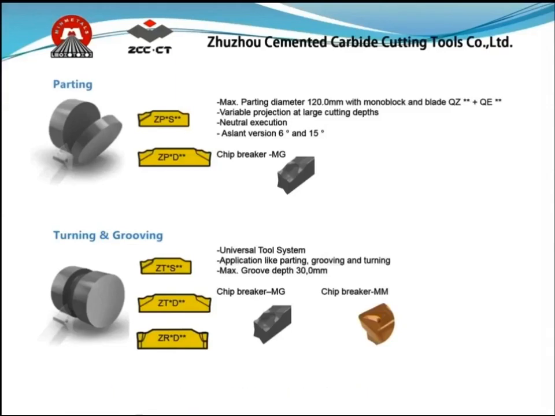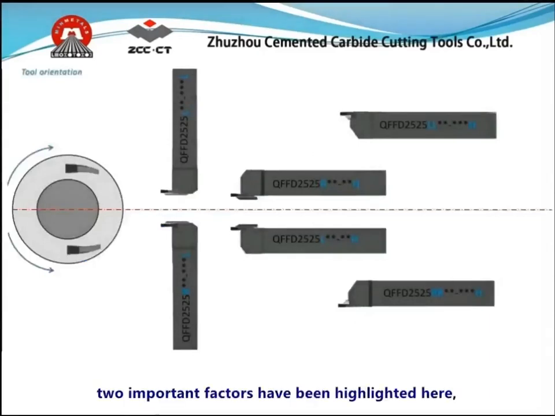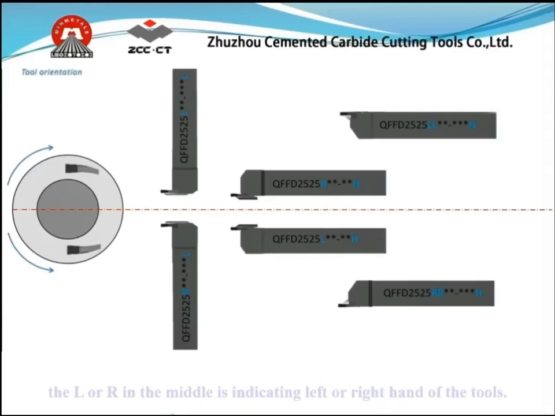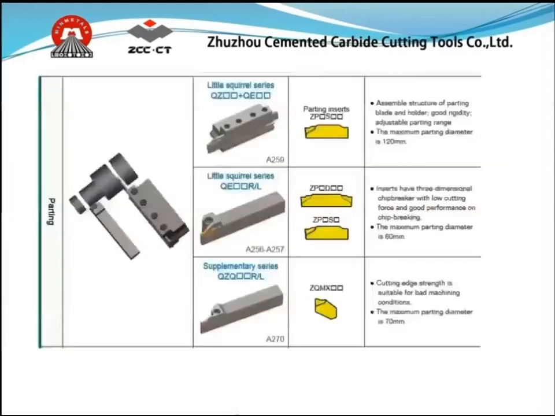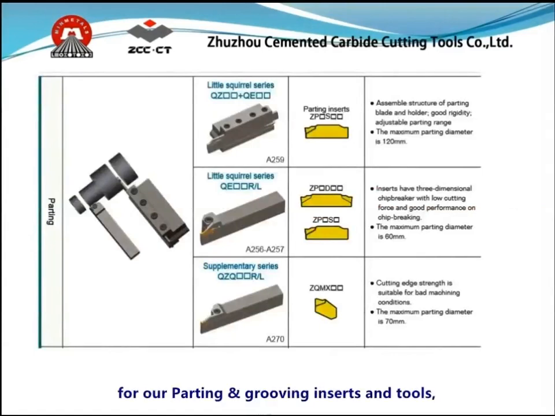As for tooling selection, two important factors have been highlighted here. The L or R in the middle indicates left or right hand of the tools. The last letter, L, indicates 90-degree type tools, and H indicates straight type tools. Next, the three major application selections for our parting and grooving inserts and tools. Little square series parting blades and general tools have maximum parting diameters of 120 mm and 60 mm. As for the supplementary series cutting tool, the maximum parting diameter is 70 mm.